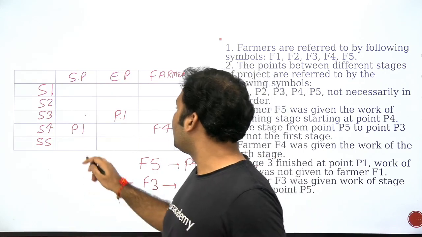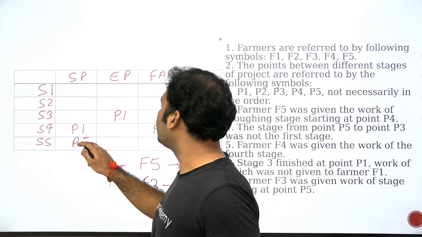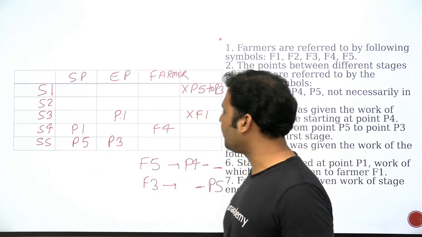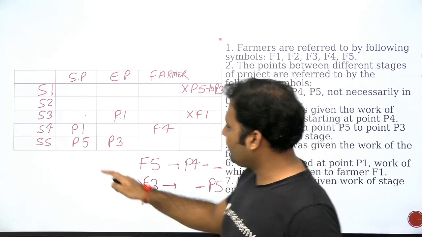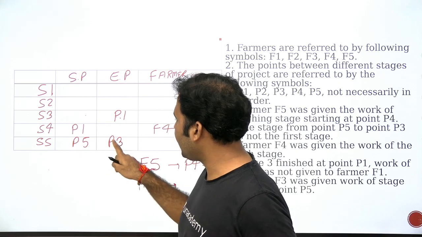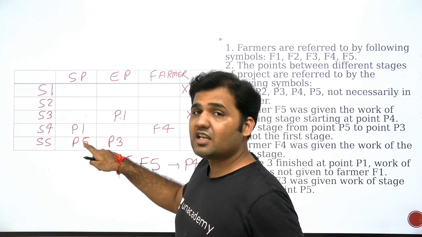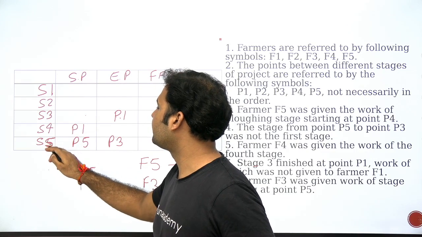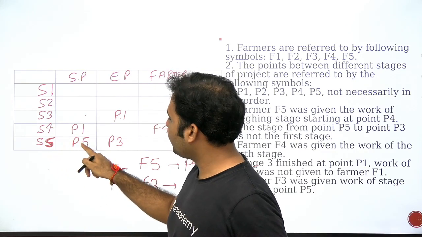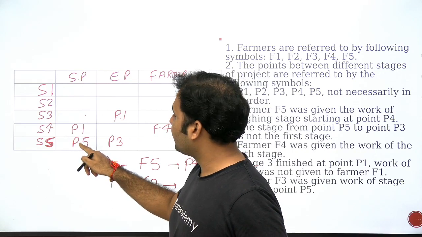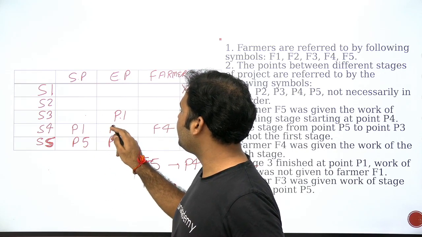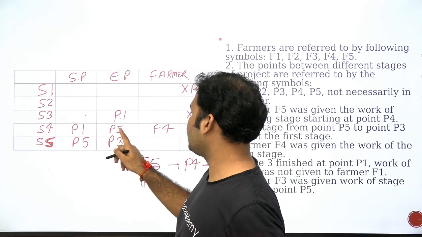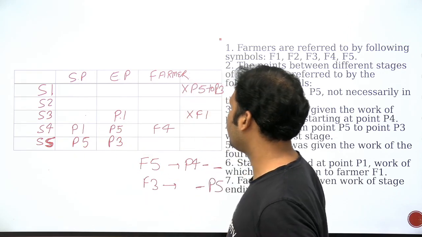Let's take a case. If I put P5 to P3 over here, now you see this. If I'm placing P5 here and ending at P3, the starting point of stage 5 is P5. Can I say the ending point will be P5 here? This is the ending point, and this has to be the starting point, right?